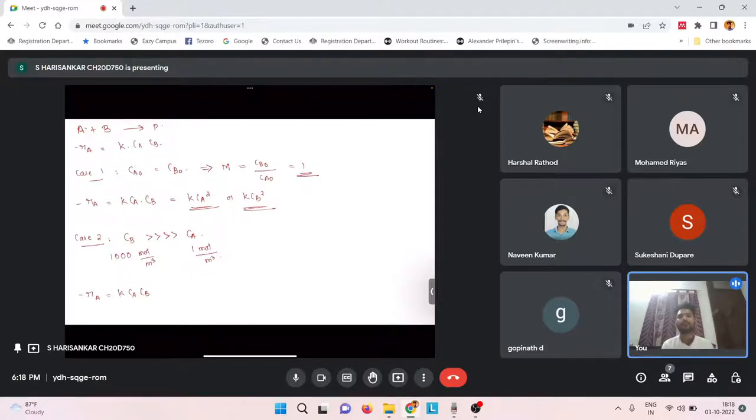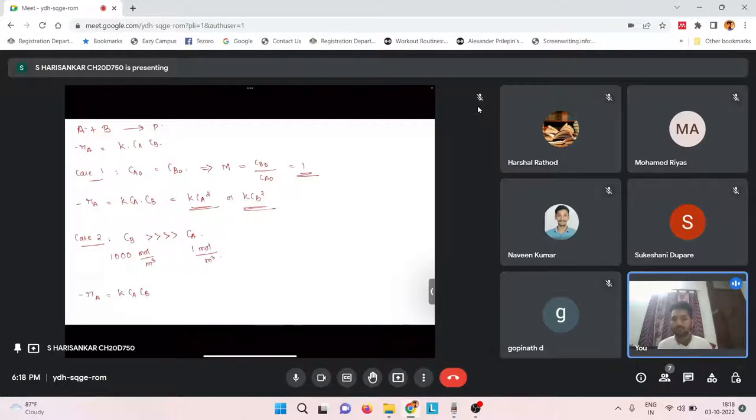So what I'm trying to say here is this reaction rate will be affected by the change in concentration of the reactants. If the reactant concentrations are lower, then the reaction rate will also be low. If they are high, then the reaction rate will also be high. But in a case like this, where one reactant has very high concentration compared to the other one, a change in the concentration of one of the reactants is negligible.